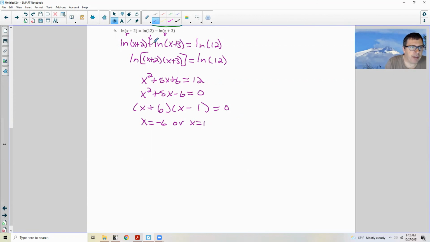Okay, so then I check it. I put negative 6 in here. Negative 6 plus 2. Uh-oh, that's negative 4. I can't take the natural log of a negative. The negative 6 does not work. It is extraneous. Plug in 1. 1 plus 2 is 3. We are good. That's a constant. We're already okay. Plug in 1 here. 1 plus 3 is 4. My answer is x equals 1.